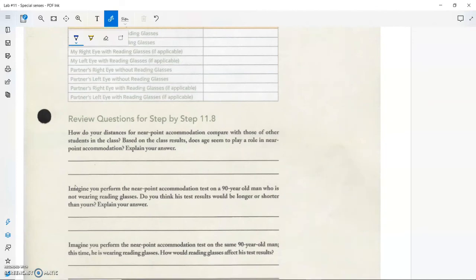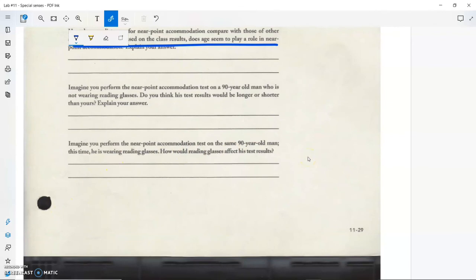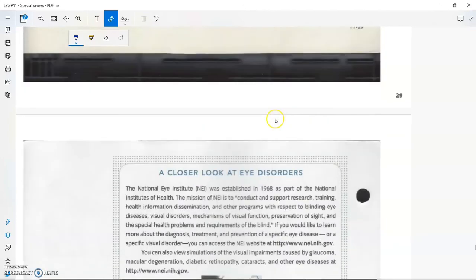So we cannot do this. Yeah, age does seem to play a role in near point accommodation. Usually with age, people become more far-sighted. So near point accommodation distance will be larger in older individuals. So a 90-year-old man who is not wearing reading glasses compared to, say, a 20-year-old, his test results would be longer distance. Same 90-year-old man, if he's wearing reading glasses and glasses are correct, his results will be the same as yours if you have normal vision.